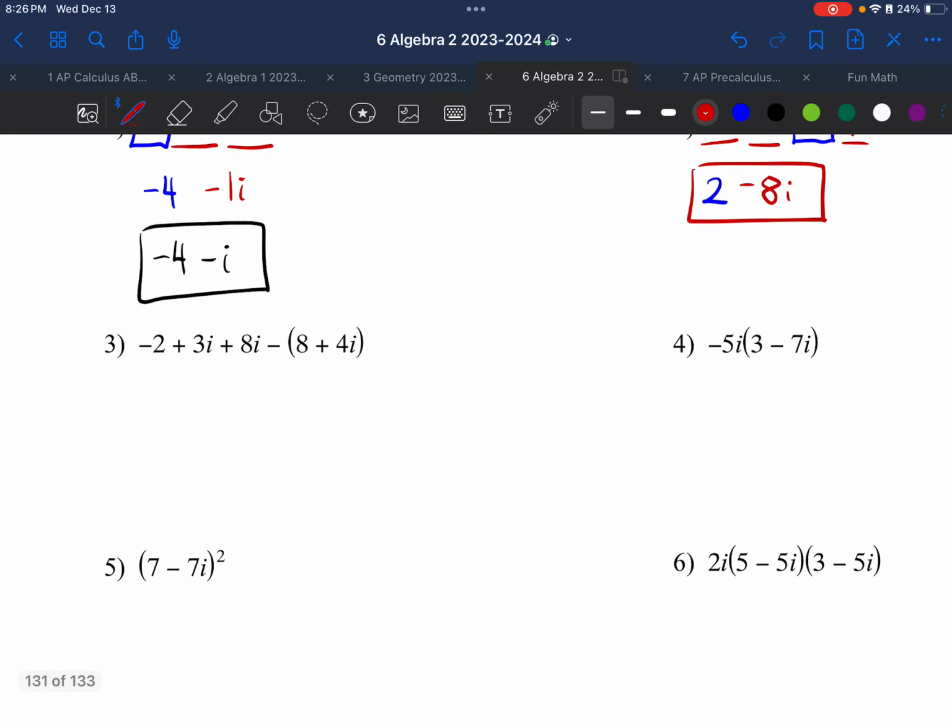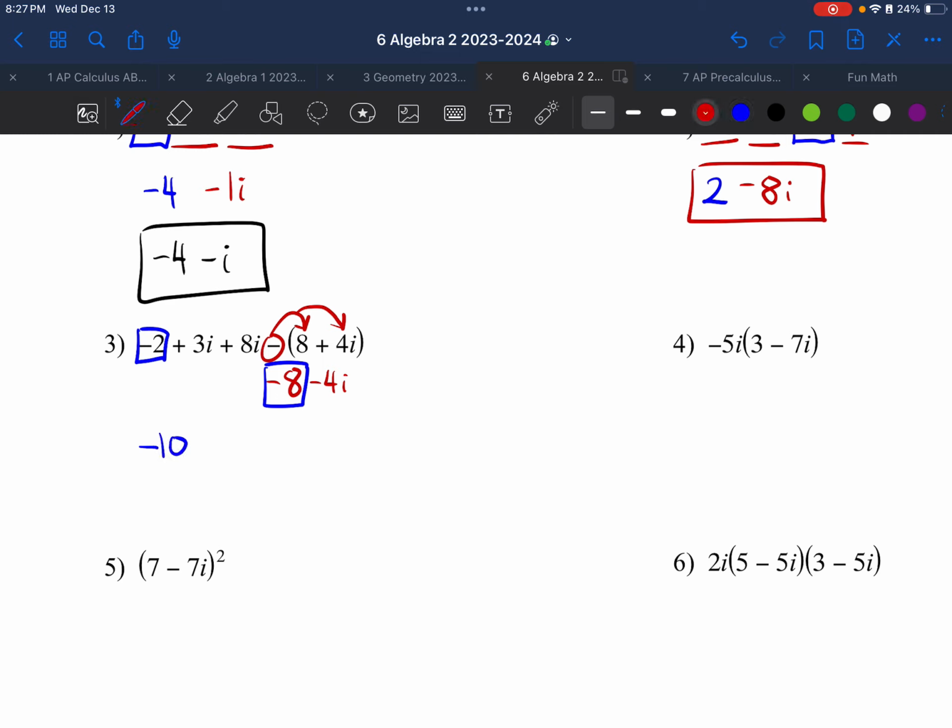In number 3, we have parentheses, which we have to deal with. This minus sign is being distributed, so I'm going to distribute the minus sign into each of these terms, making this a negative 8 minus a 4i. And now I can combine my like terms. Let's start off with the reals. I have a negative 2. I have a negative 8. Those are all of the real terms. That adds up to a negative 10.